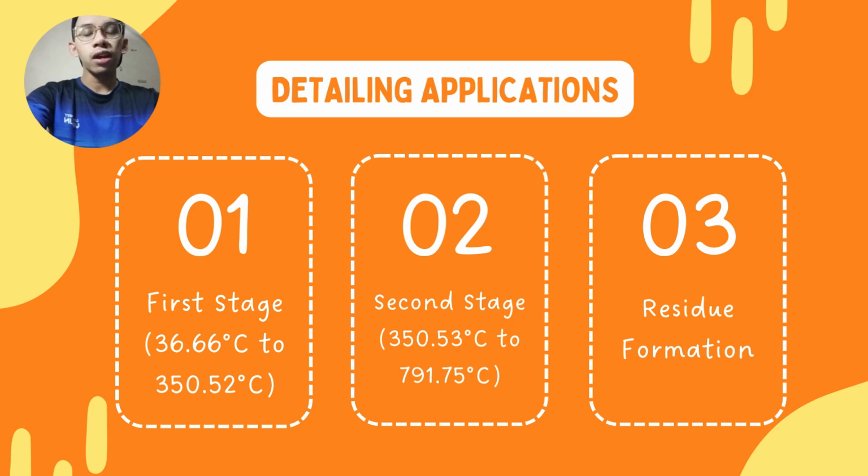350.53 Celsius to 791.75 Celsius. A more substantial weight loss of 74.60% is observed, signifying the decomposition of the main organic components such as long-chain hydrocarbons and triglycerides. The inflection point at 430.06 Celsius and the midpoint at 422.96 Celsius mark the temperature of peak decomposition rate in this stage. This stage highlights the breakdown of the primary organic structure, leading to the generation of volatile byproducts and residual matter.